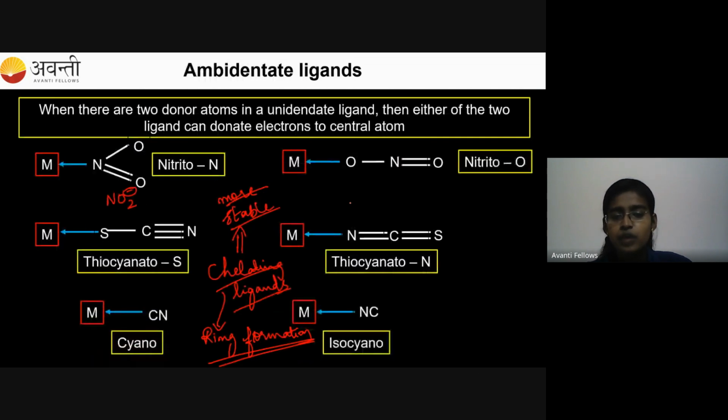The last point alone is not in the slide. Just take down the information about the chelating ligands. Got it? If you have any doubt, you can ask me.